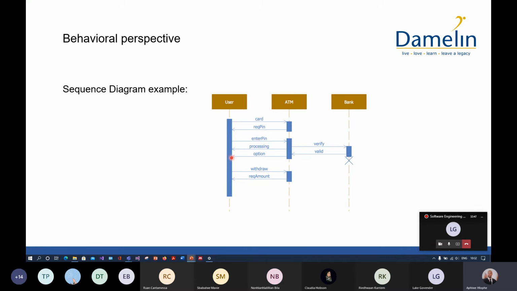Now, the user clicks on a particular option, for example, withdraw. Now the ATM would request an amount back from the user that they want to withdraw. This usually is represented by a dotted line, but this blue part, we refer to as a lifeline. The lifeline basically represents a particular task in execution. So this is the system sequence diagram. It shows the different subsystems and the messages that are sent between them.